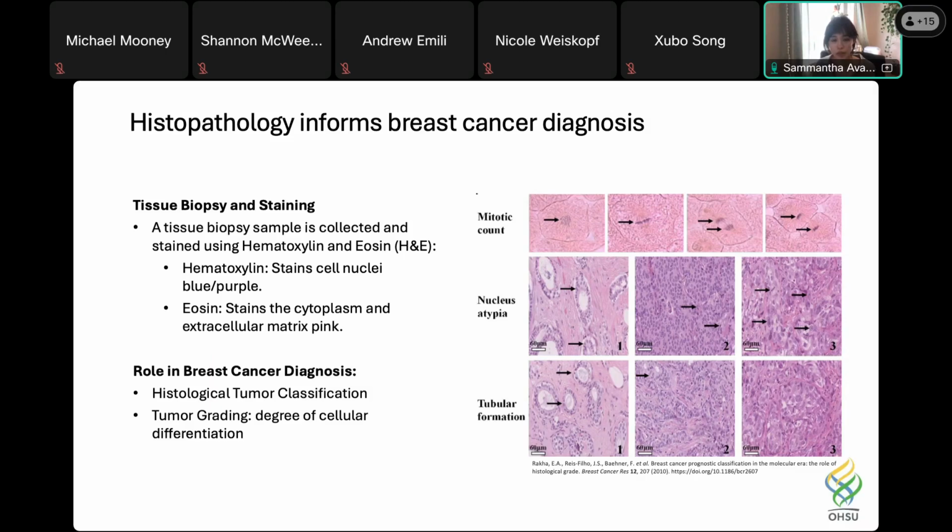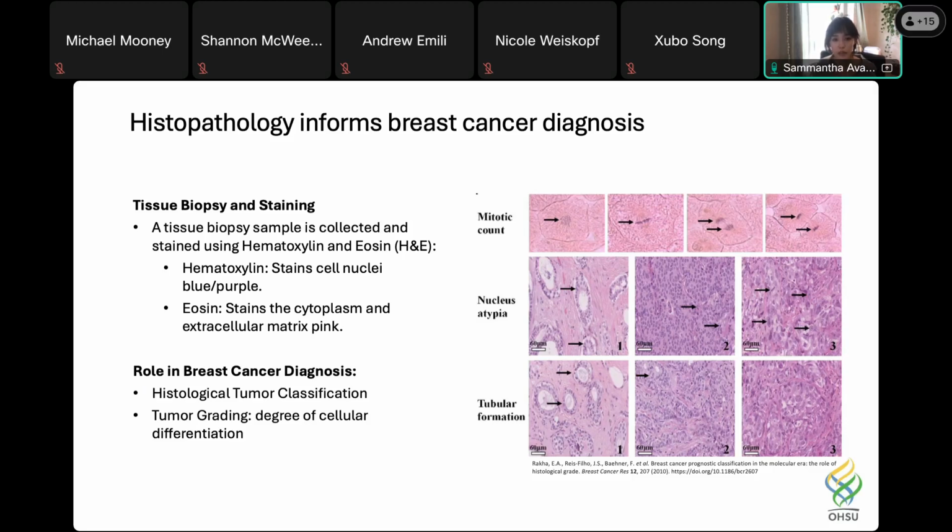Tumor grading specifically measures the tumor's aggressiveness by essentially measuring the degree of cellular differentiation. Through this method, a pathologist is able to see how similar a tumor tissue looks compared to normal tissue. This is done on a scale of 1 to 3 and is based off of 3 key morphological features, including mitotic count, nuclear pleomorphism or atypia, as well as tubular formation.